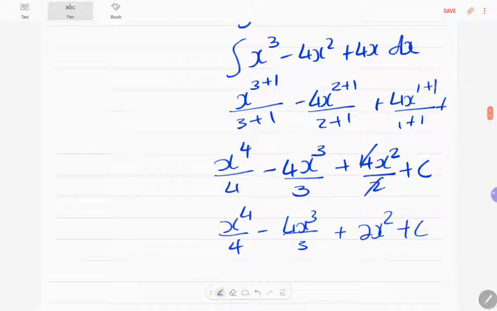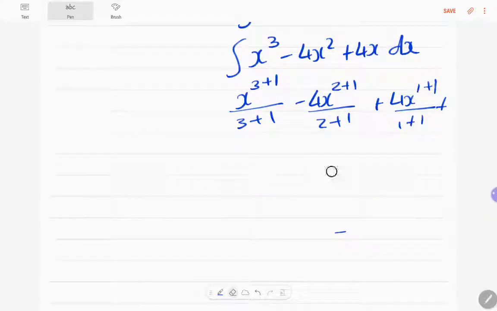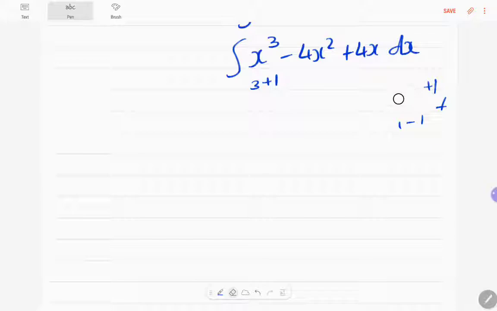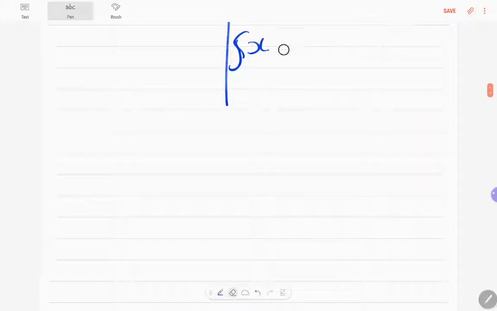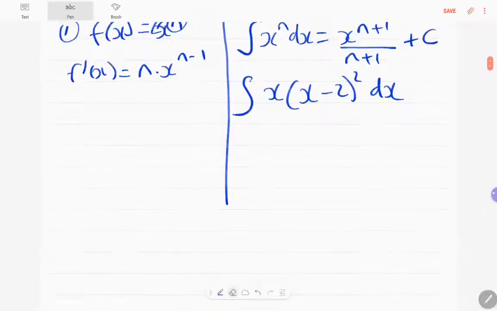So this is your final answer. This is how you do it. No need to split it when we are here. You can just solve it, as long as you know the formula that you just add a 1 and divide by the new exponent.